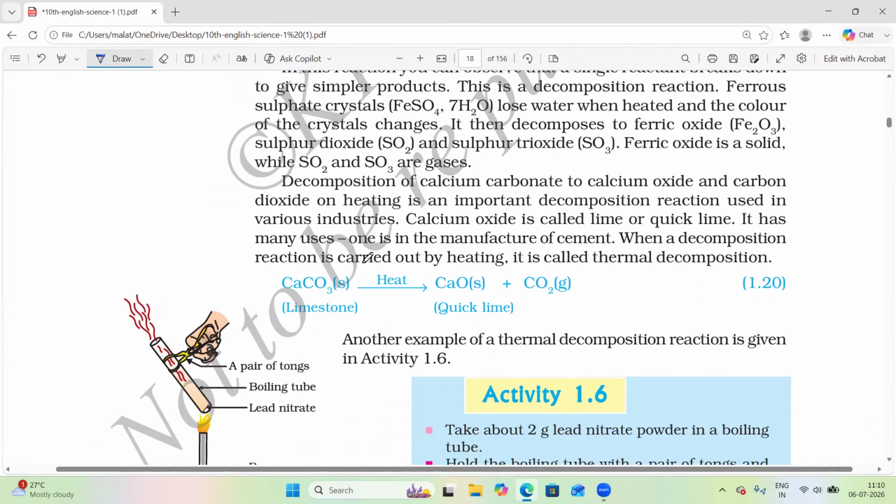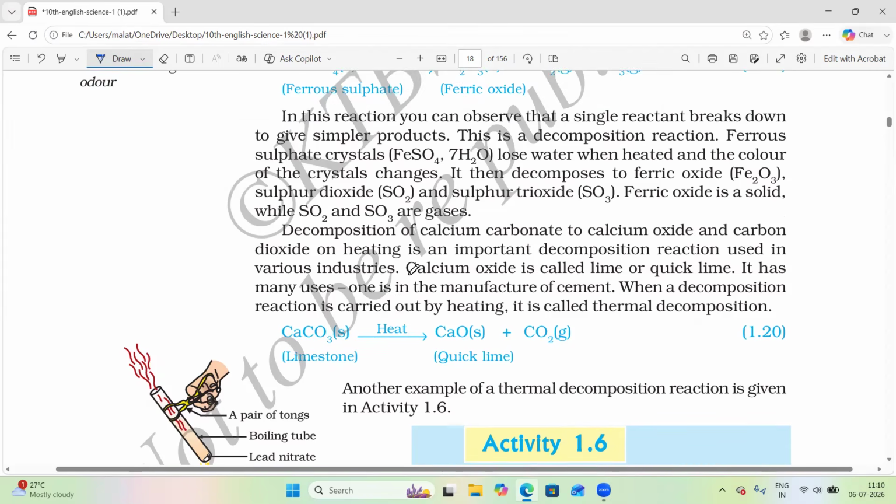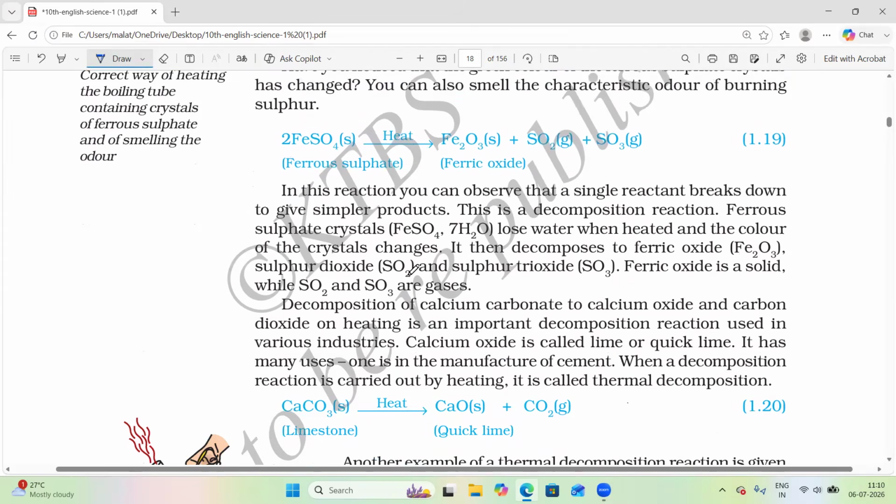Calcium carbonate is also called limestone. You should remember these names. Calcium oxide is called lime or quicklime, but calcium carbonate we call limestone. This decomposition reaction also takes place by heating. There are three types under this decomposition reaction.